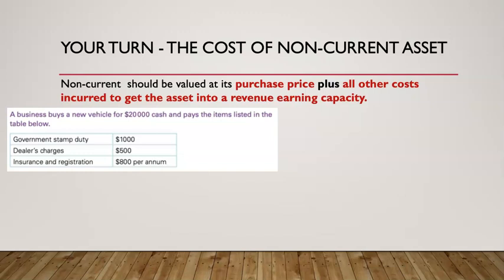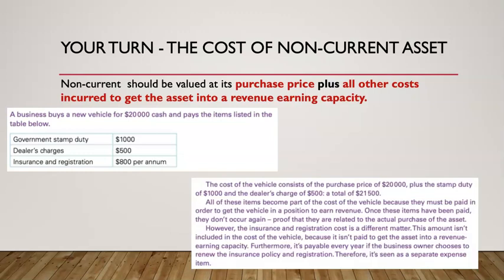Hopefully, you've come up with the answer $21,500. We add the stamp duty and the dealer charges to the purchase price of this vehicle to get its cost. All the other items, including the insurance and registration, are period costs as they are recurring. And you can see that there is a more detailed answer on this slide, which might make sense to pause and have a read of. But the important bit: identify recurring costs, remove them from the cost price, add all the other costs to get it into revenue earning capacity.